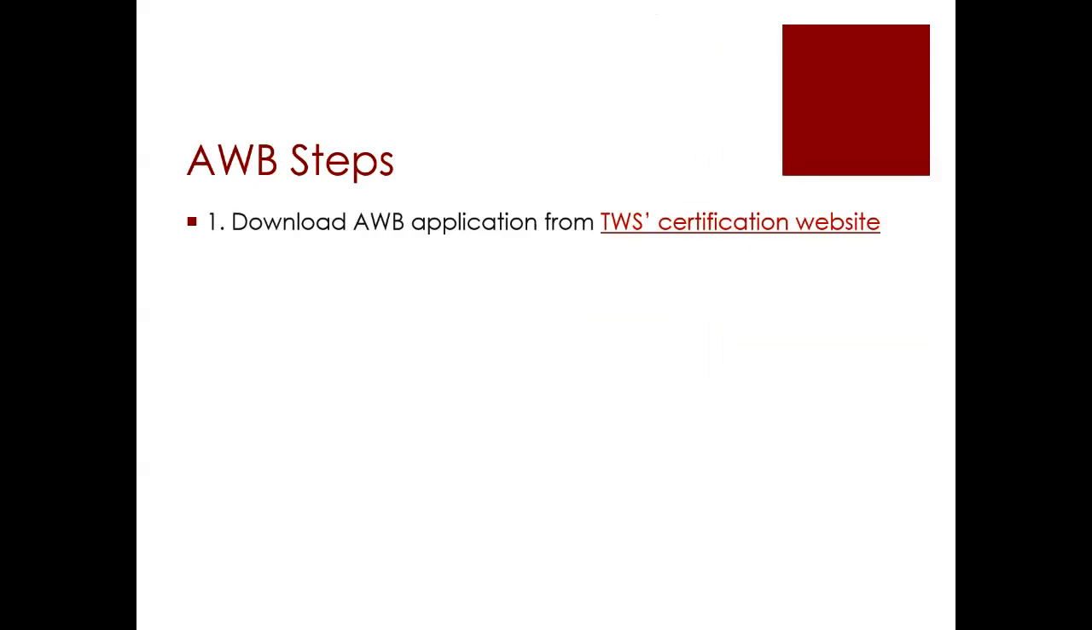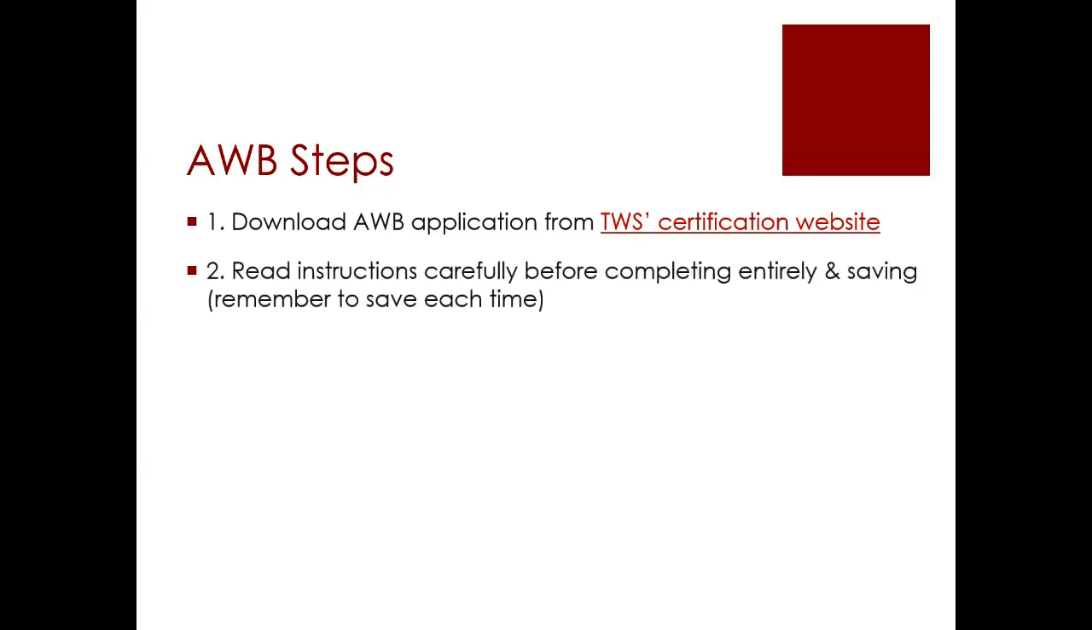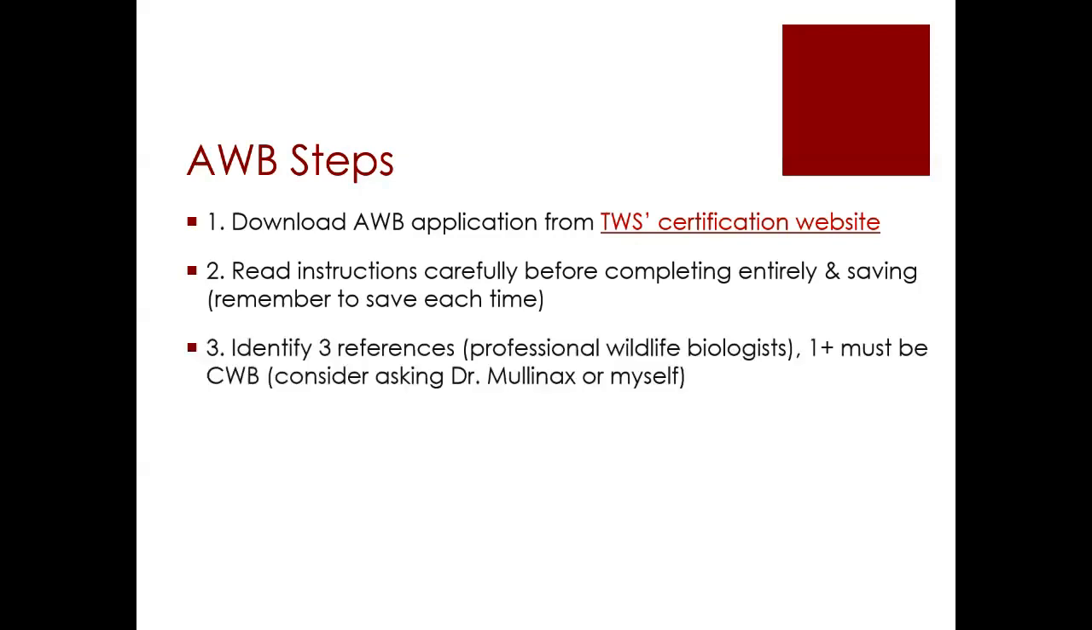Here are some of the steps involved. So first you download the application from the website. You'll want to read through the instructions very carefully before starting to enter your information. I recommend saving it initially and then saving it every single time you work on it. You'll want to identify three references for professional wildlife biologists. One or more of those references must be certified by the Wildlife Society.